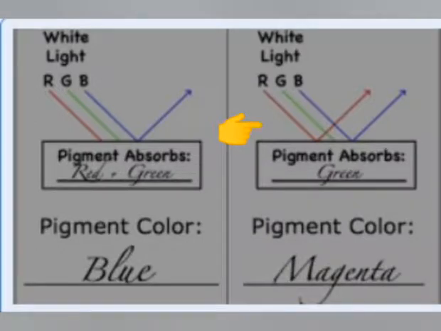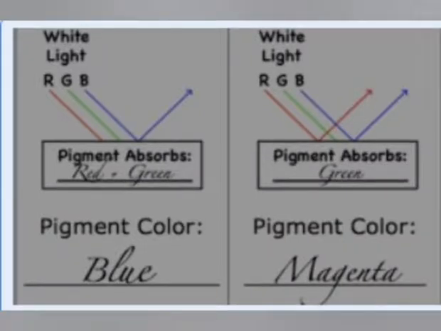So, when white light falls on this shirt, it appears magenta. Because in white light there are three primary colors: red, blue and green. Green light is absorbed by the shirt and only red and blue light is reflected, and red and blue light mix to produce magenta color. Similarly, if cyan light falls on it, it appears blue.